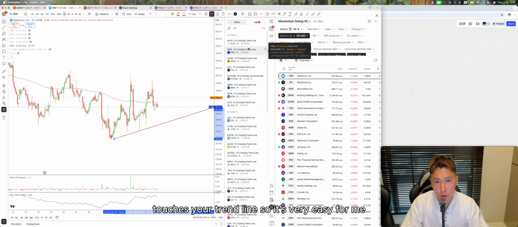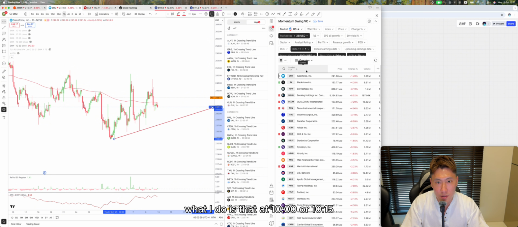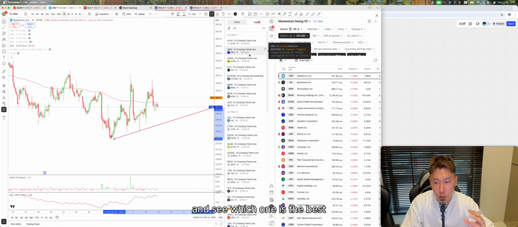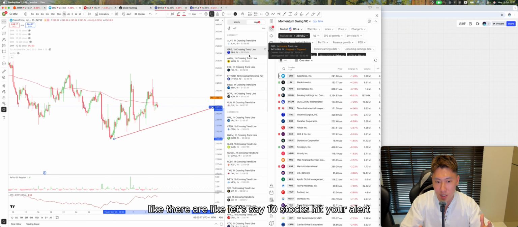So it's very easy for me because I don't need to go through the 170 stocks during live markets. What I do is at 10 o'clock or 10:15, I will just go to my alert section and see which stocks have touched the trend line. Then I'll assess them based on the criteria, the confluences that we just discussed, and see which one is the best. I'll cherry pick. It's like picking the present: let's say 10 stocks hit your alert, just pick 2 to 3 stocks and then you'll feel very comfortable, very confident. Then you enter based on the criteria.